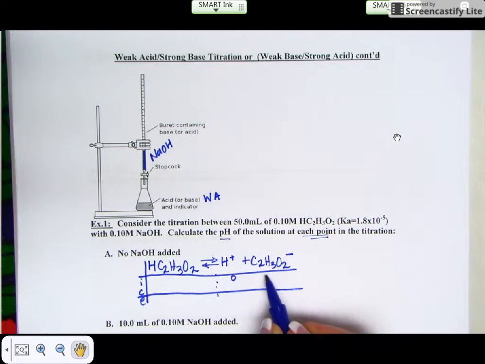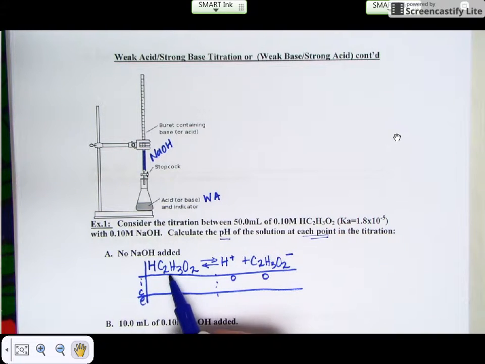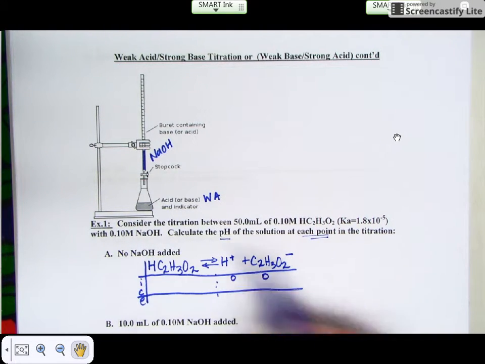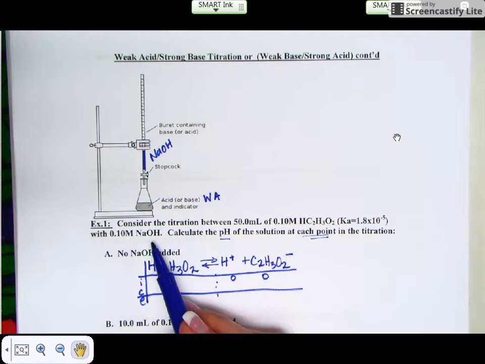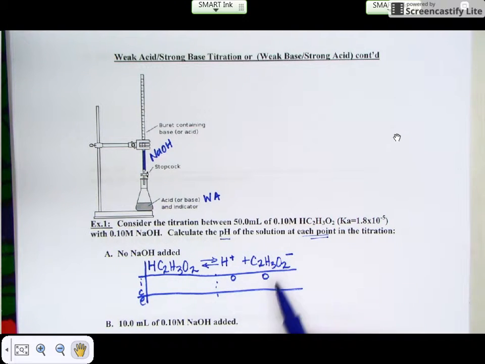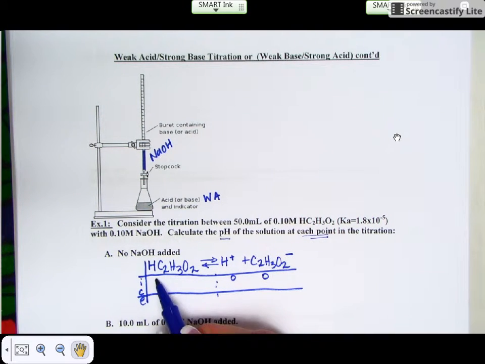And in the beginning, there's neither of the ions present, and you're told in the flask you have 50 milliliters of 0.1 molar acetic acid. So you've got 0.10 molar of acetic acid. Remember, you define your shift in terms of x here because it's a very small shift. So minus x, plus x, plus x.